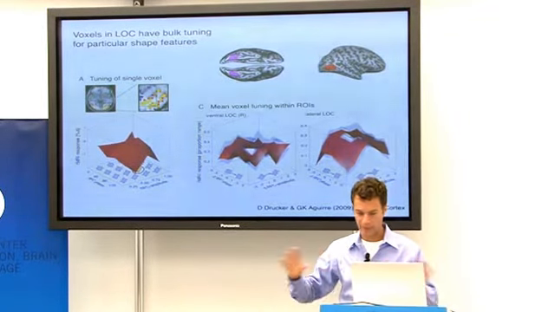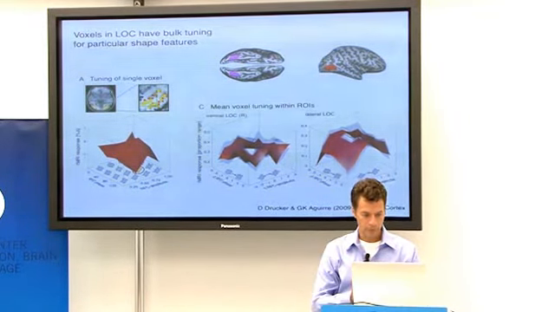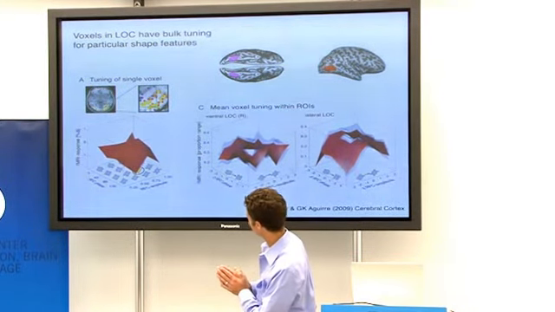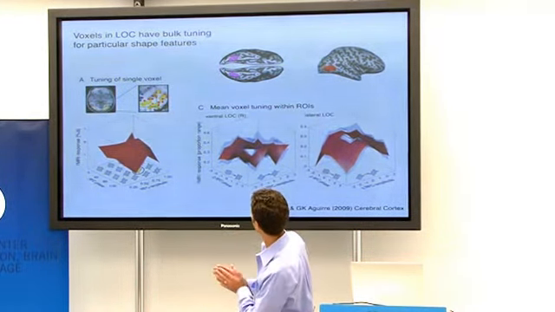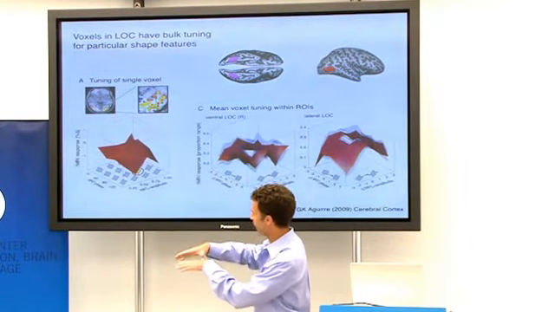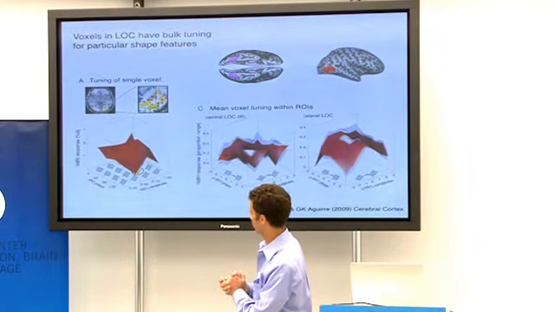Here is the take-home message. Voxels in lateral LOC have bulk tuning for particular shape features. Here's how we demonstrated this. I love these plots, so bear with me for a moment as I walk you through them. Here's what you do. For a given region, say ventral LOC, you take every voxel within that region and identify the tuning function for that voxel.